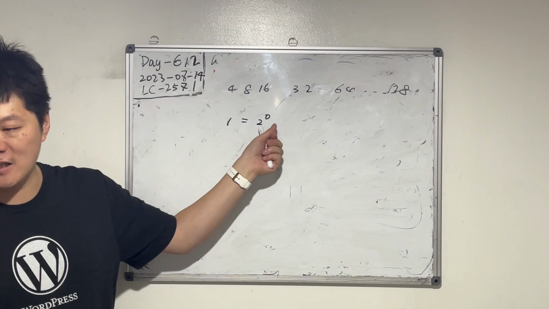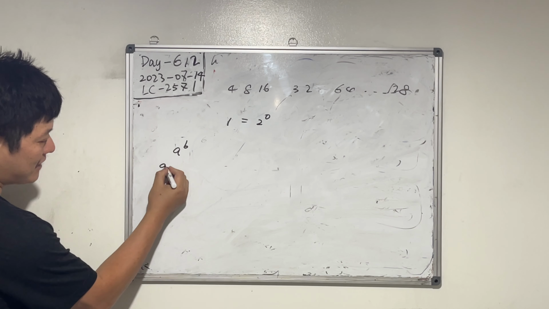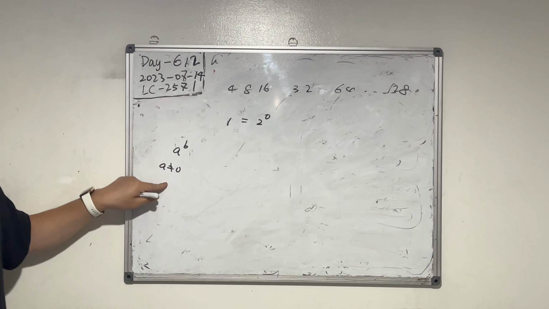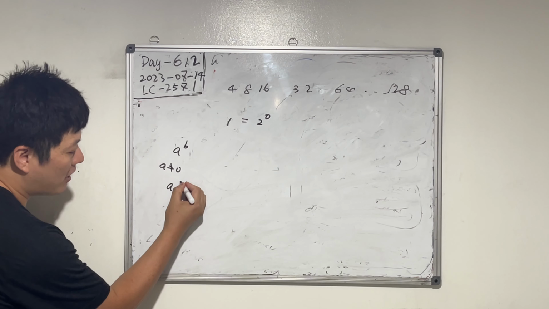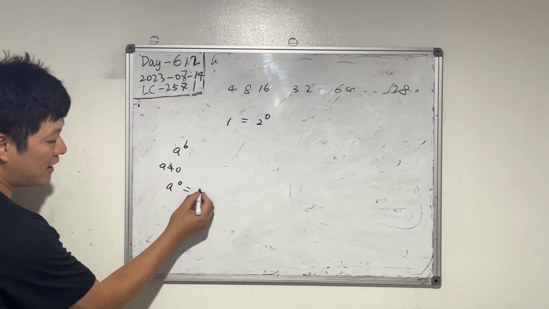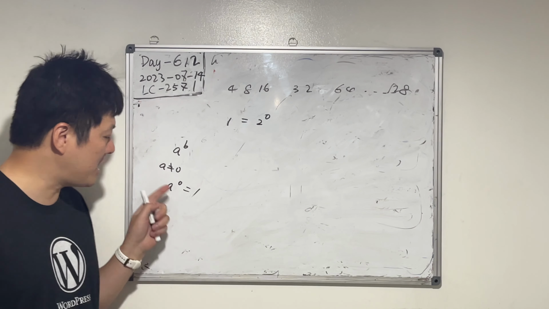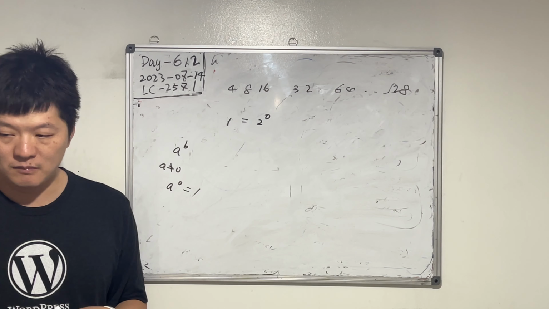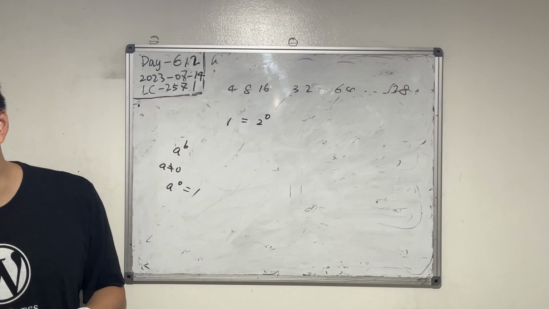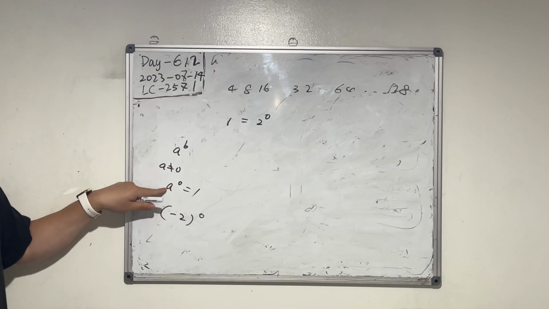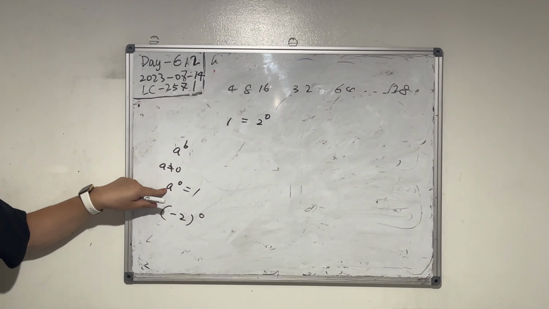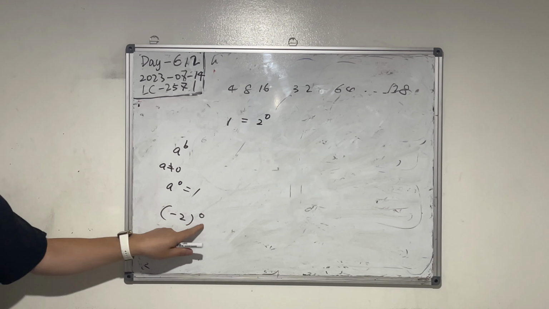Like 2 to the power of 0. A to the power of b when a is not equal to 0, okay? This is very important. When a is not equal to 0, a to the power of 0 is 1. Any number to the power of 0 is 1. A million to the power of 0 is 1. Minus 2 to the power of 0 is 1. Any non-zero number to the power of 0 is 1, okay?